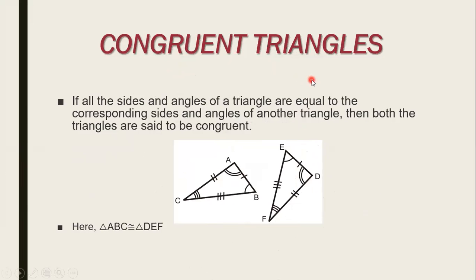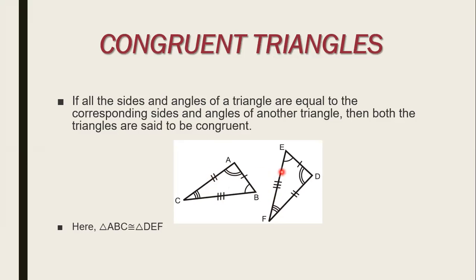Next, congruent triangles. Now we have seen angles, now triangles. If all the sides and angles of a triangle are equal to the corresponding sides and angles of another triangle, then both the triangles are said to be congruent. In triangles, the sides should be equal in length and the angles should be equal in measurement. Then we can say both the triangles are congruent.